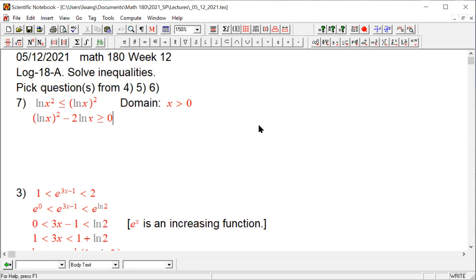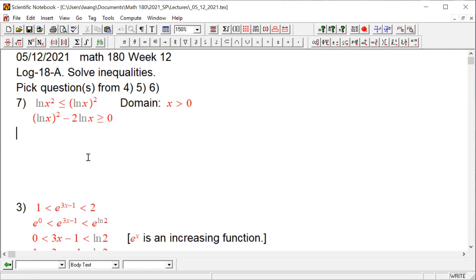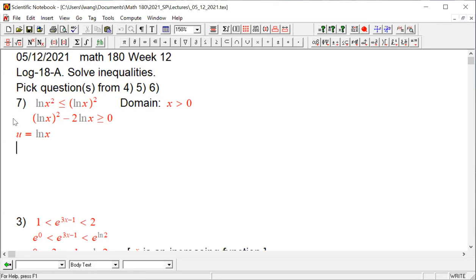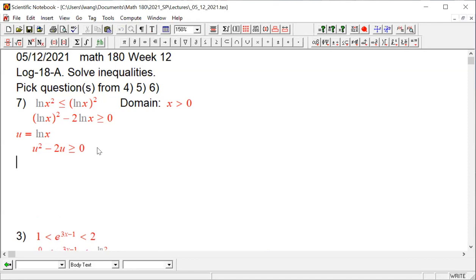All right, so this inequality, obviously we handle this question the same way, so that we introduce an intermediate variable. So this turns out to be u, and this is 2u. And then can we do u squared larger than or equal to 2u?